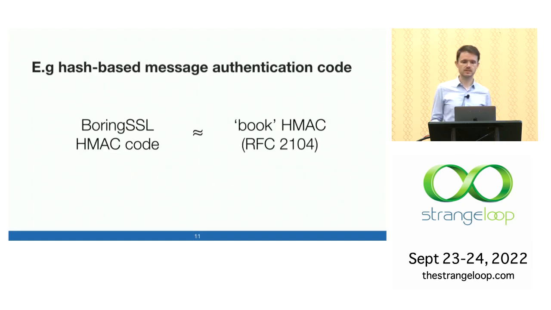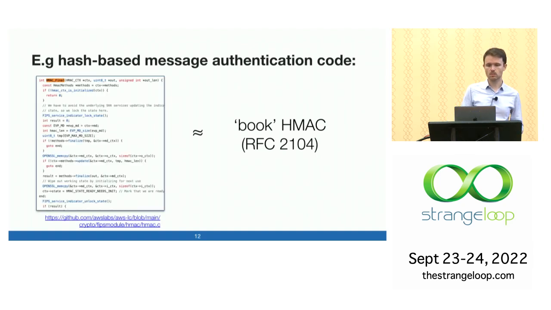So if we think about this from the hash-based message authentication code, HMAC, then let's just think about what that looks like. We've got the BoringSSL HMAC code, and we've got the book HMAC, which is RFC 2104. On the left-hand side, we've got some code, which please do not read. It's actually from AWS-LC, which is the library that we were working with. But it's the same as the BoringSSL one, more or less.